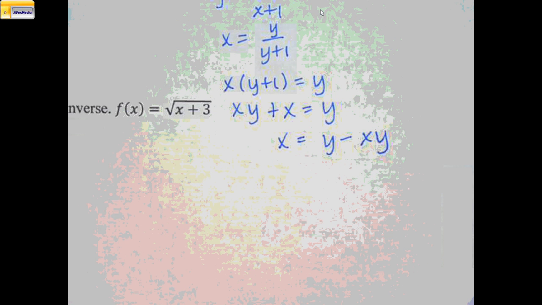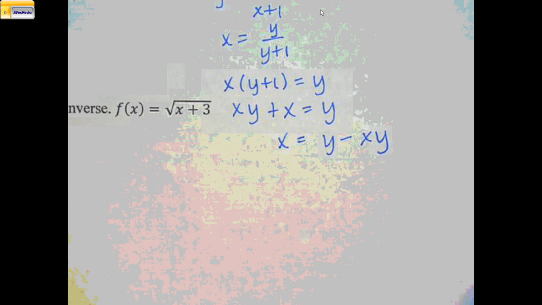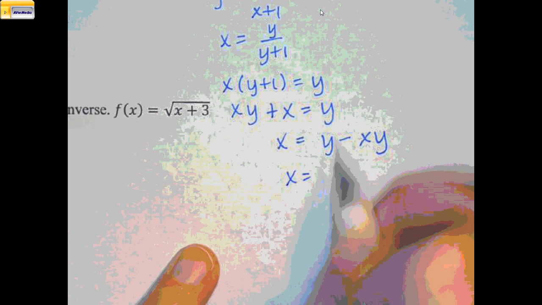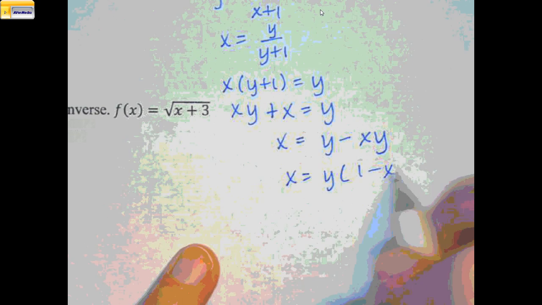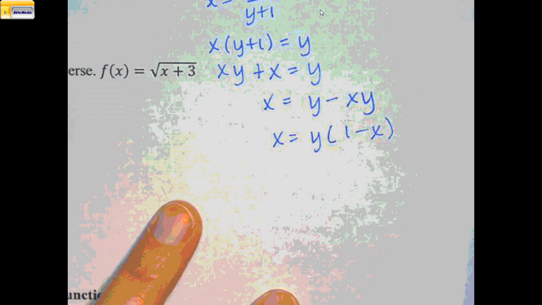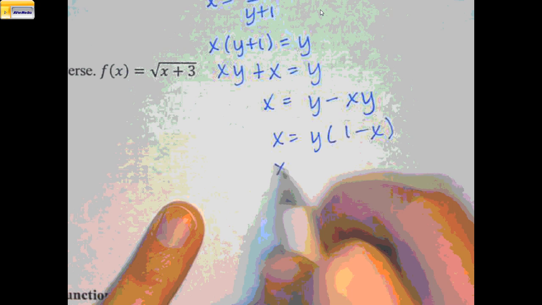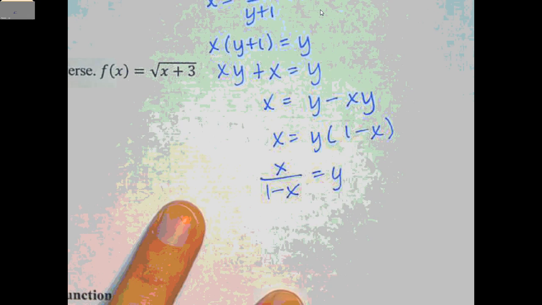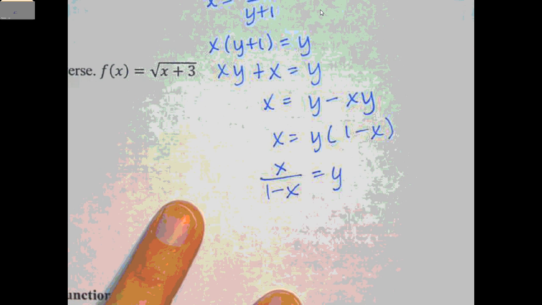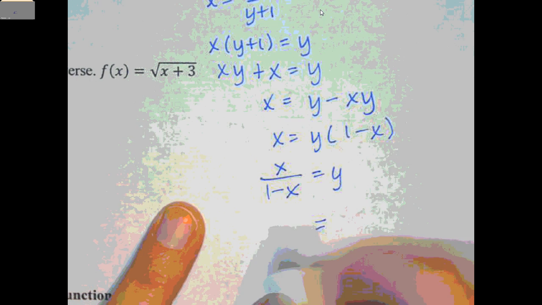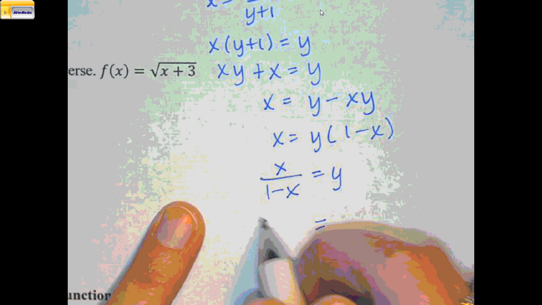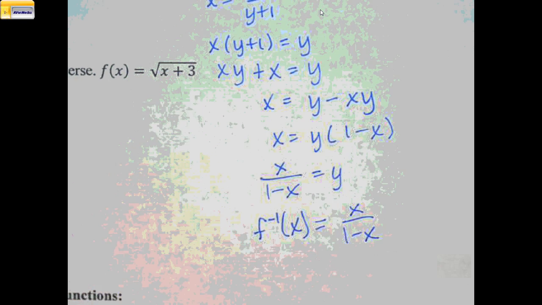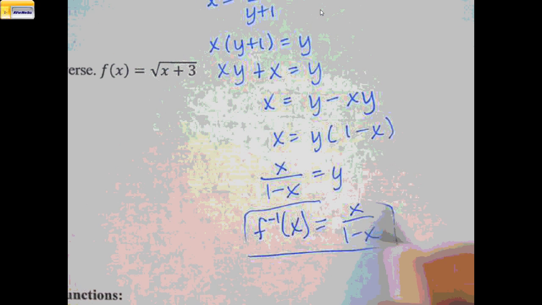I've got a couple of y's now. How can I get that to just a single y? Factor, factor, factor. So x equals, pull out y, and I have 1 minus x. And you could probably do the last step on your own. Step 4, replace the letter y with the notation for inverse. And I'm also going to flop left and right because textbooks like that, math teachers like that, students like that. So there's our inverse right there.